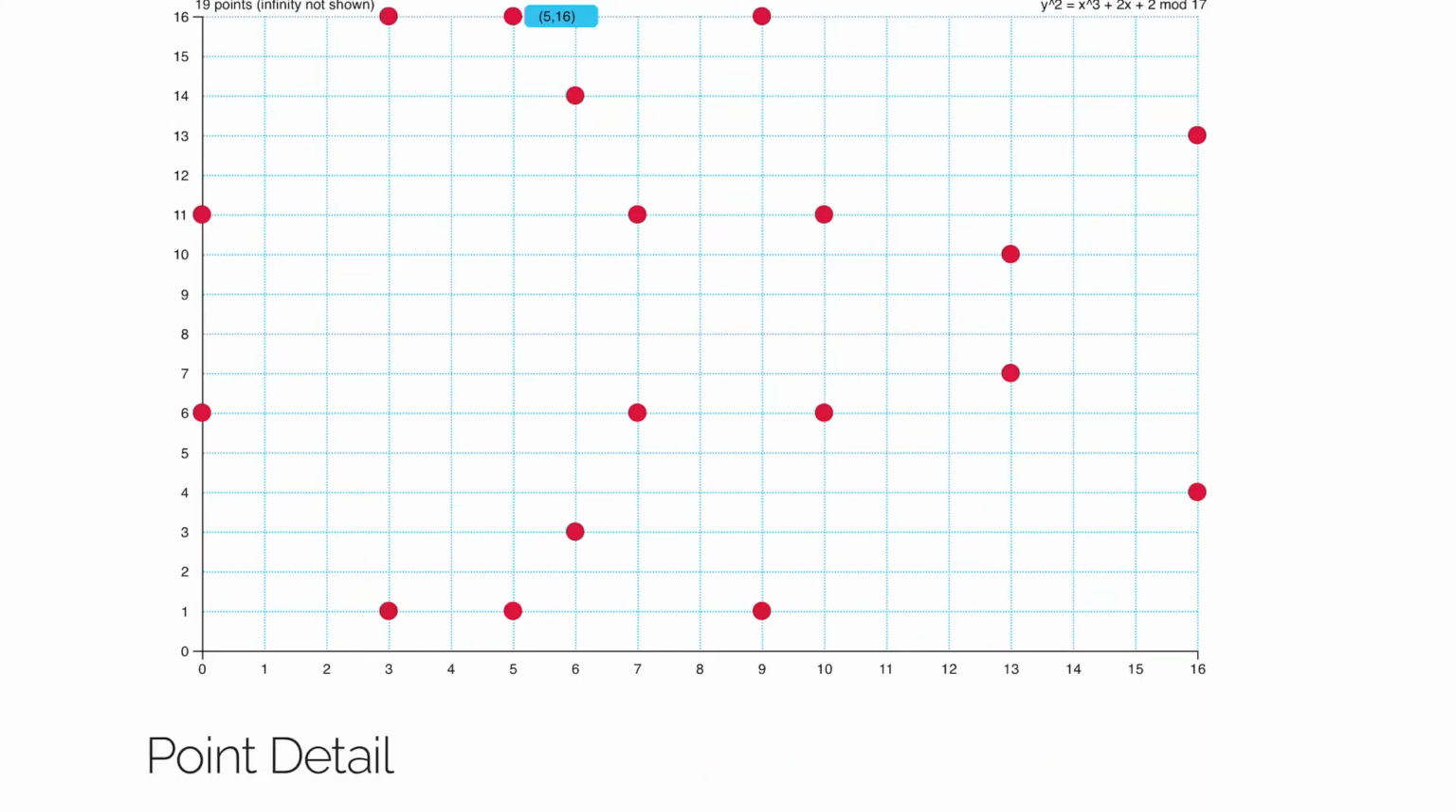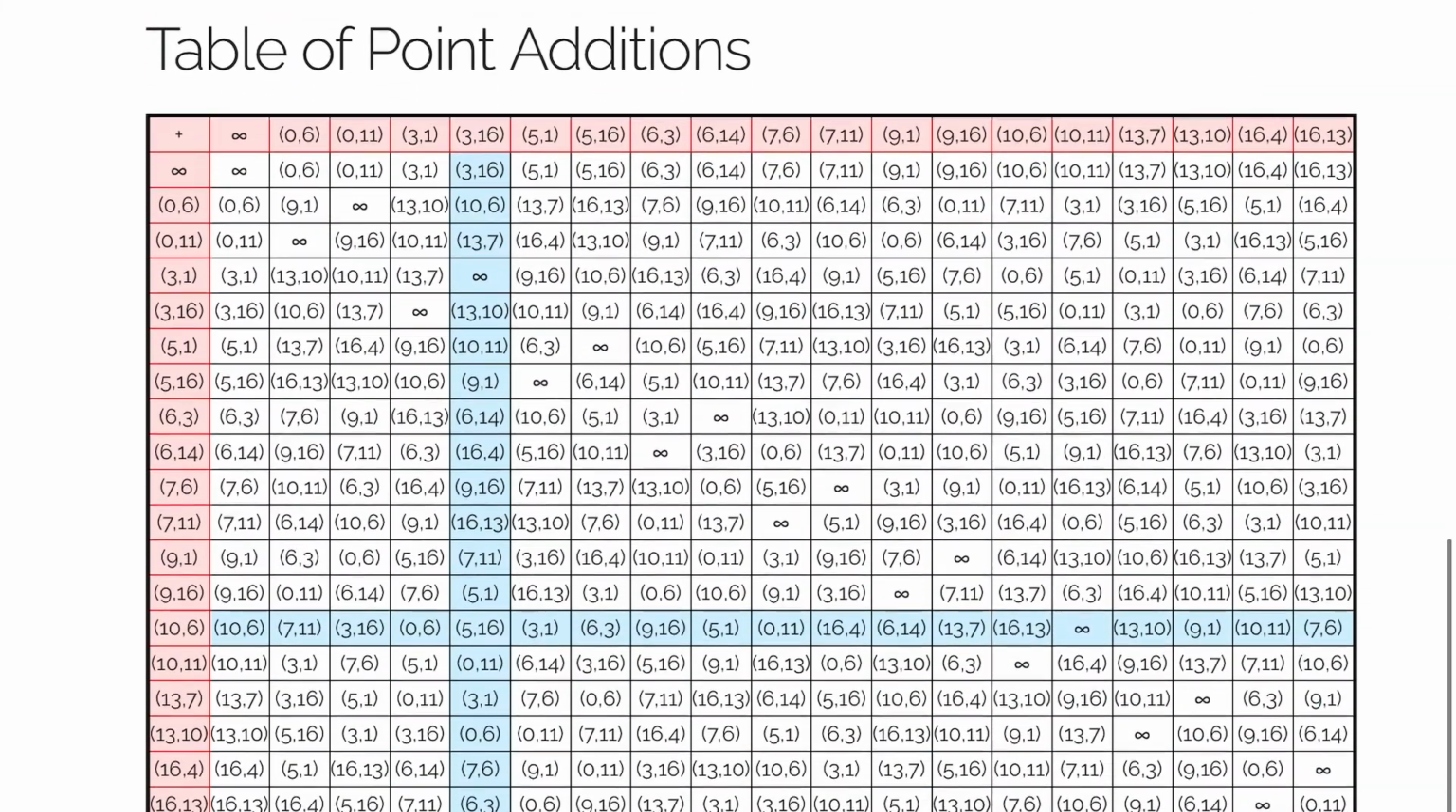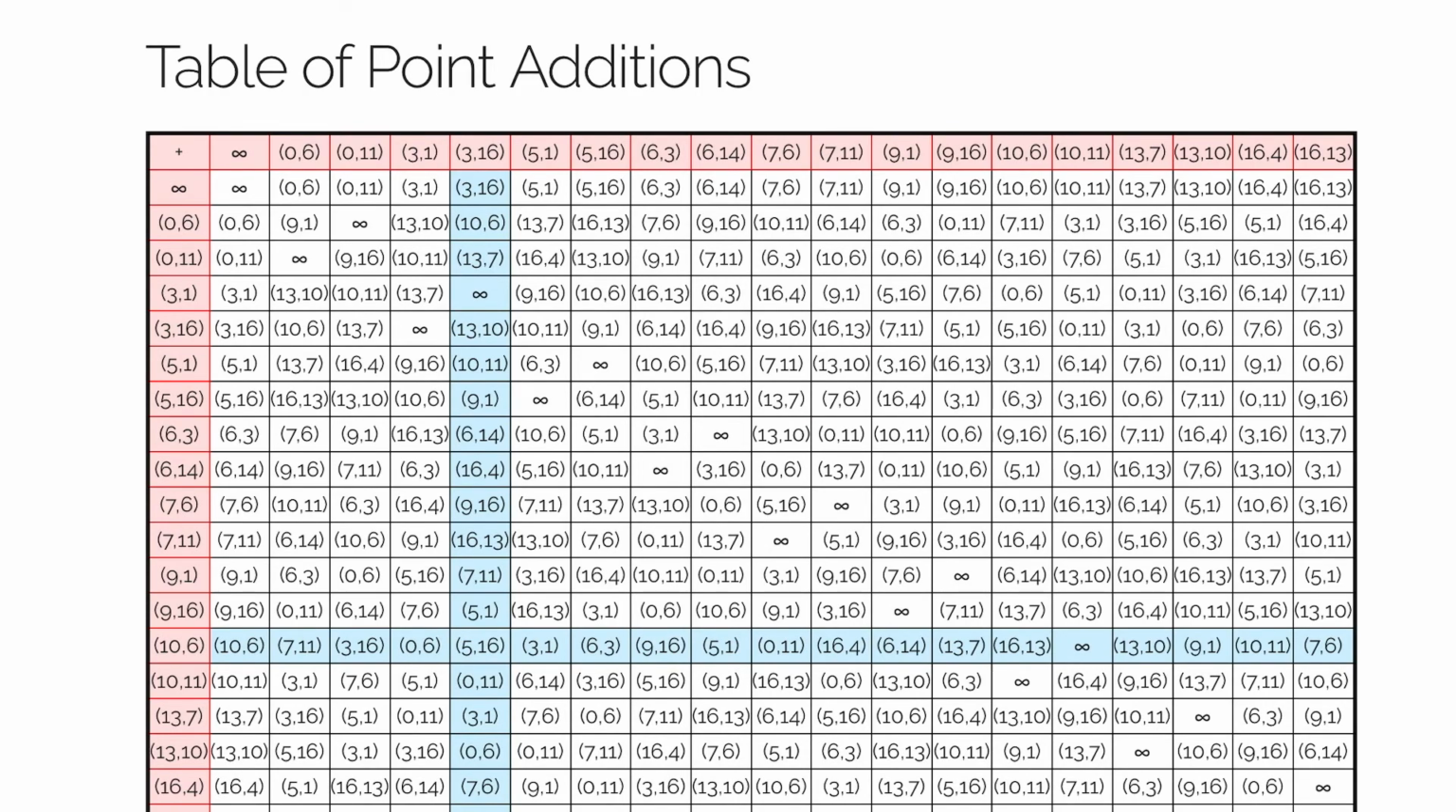So to calculate 5 times (10,6), I can first find out what is (10,6) plus (10,6). And then I can take that result and add it to itself. That will give me 4 times (10,6). And then I can just add (10,6) again to that result. That is going to give us 5 times (10,6).